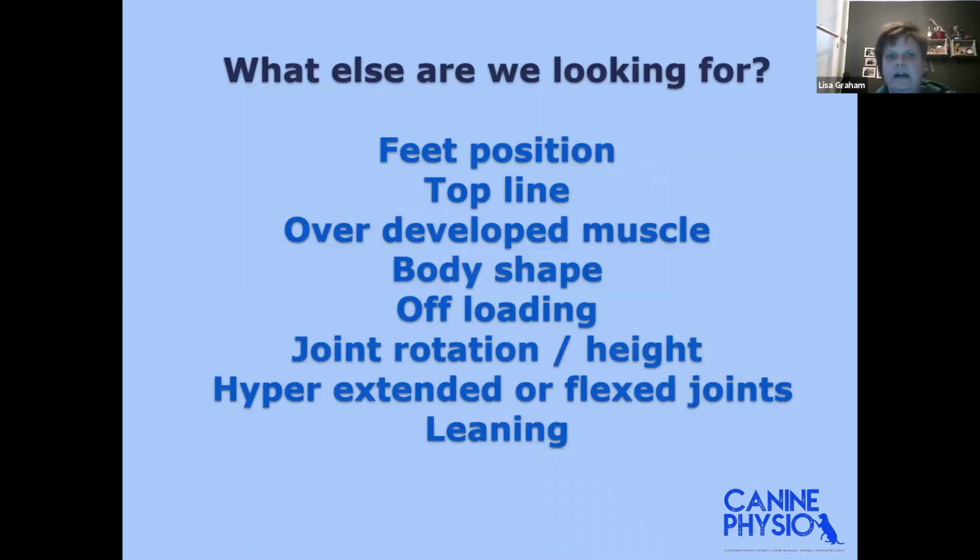In addition to stuff like that, we're going to be looking at feet position, top line, overdeveloped muscles, body shape, and body shape is best looked at from a bird's eye view from over the top of the dog. Any offloading, joint rotation, height of joints, is everything even? Are the carpal joints at the same height, or elbows, stifles at the same height, overextended or overflexed joints, and any kind of a lean that they might have as well. All right, you guys happy with George there?